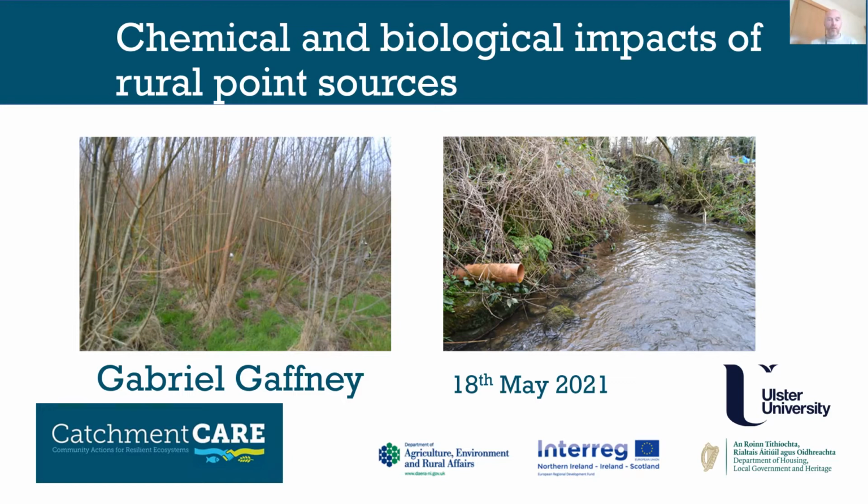And as part of this project, we're looking at diverting wastewater treatment works effluent from entering streams and instead using it to irrigate willow coppice plantations. So essentially what we're doing is stopping wastewater treatment works discharge from entering stream waters and using it to grow willow, which is then harvested and used as a biofuel. So today I'm talking about the chemical and biological impacts of rural point sources and how they relate to our project.